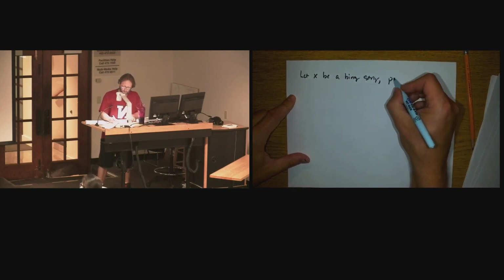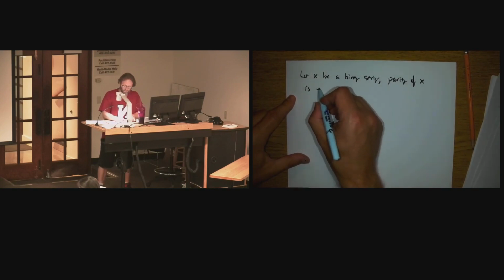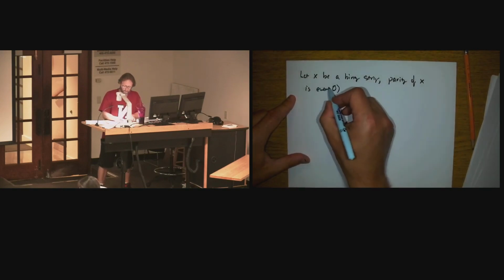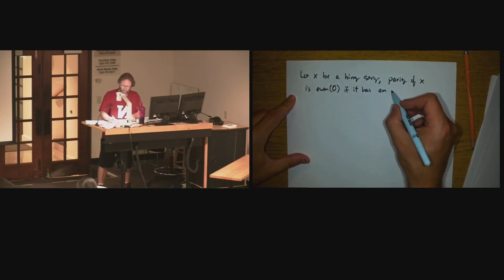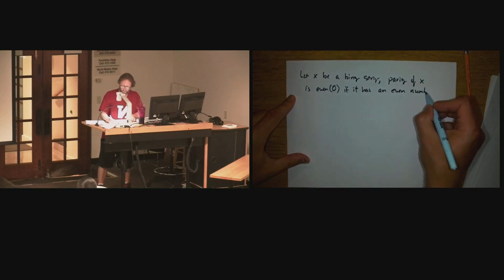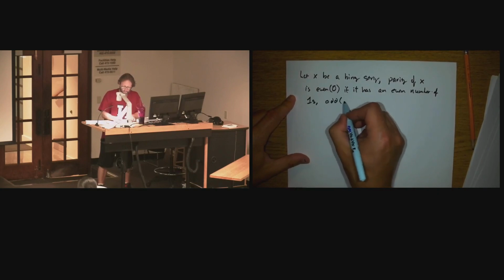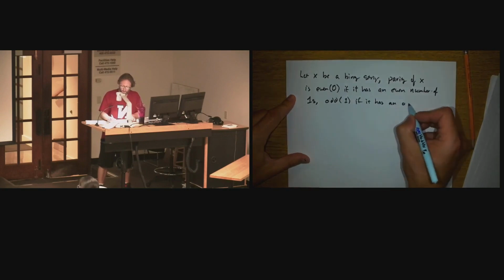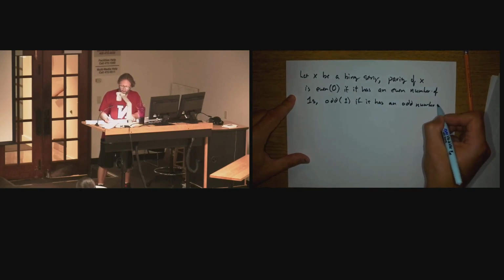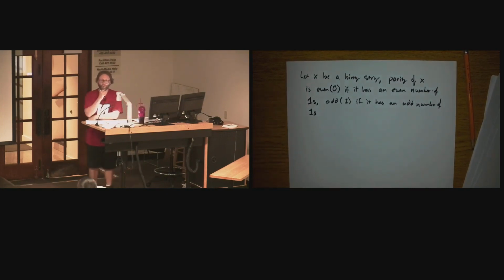Then the parity of x is even, that is 0, if it has an even number of 1s, and it's odd, that is the parity is going to be 1, if it has an odd number of 1s. Right? In fact, that's even more useful than telling whether or not something is even or odd.